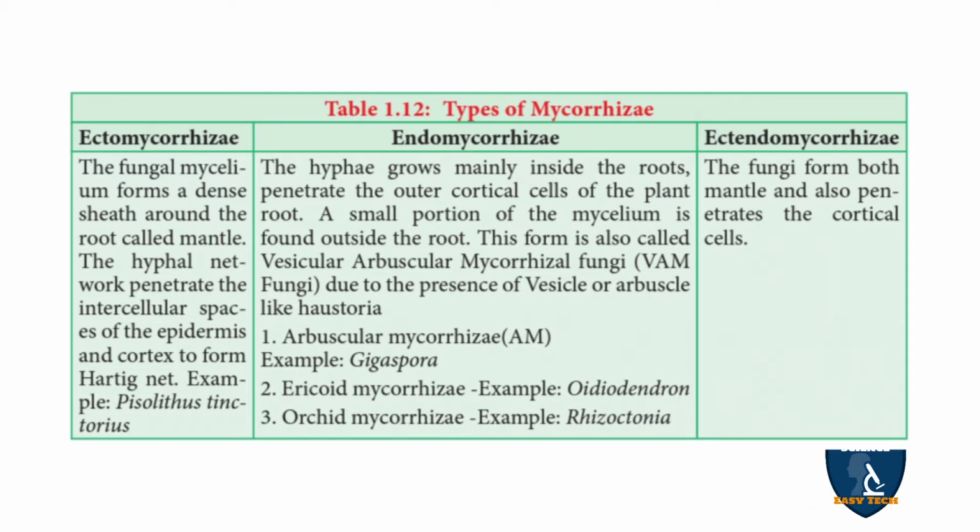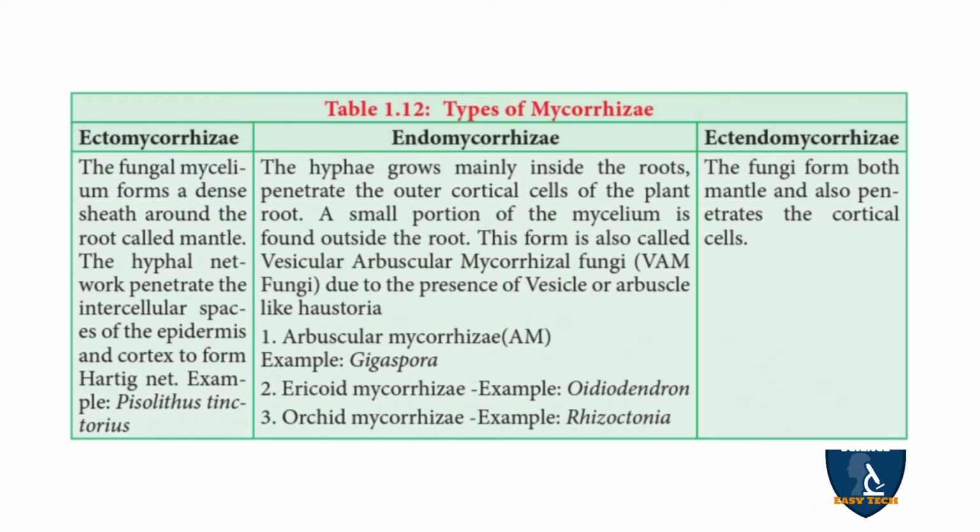Ecto-mycorrhiza. The fungal mycelium forms a dense sheath around the root, called the mantle. The hyphal network penetrates the intercellular spaces of the epidermis and cortex to form a Hartig net. Example is Pisolithus tinctorius.